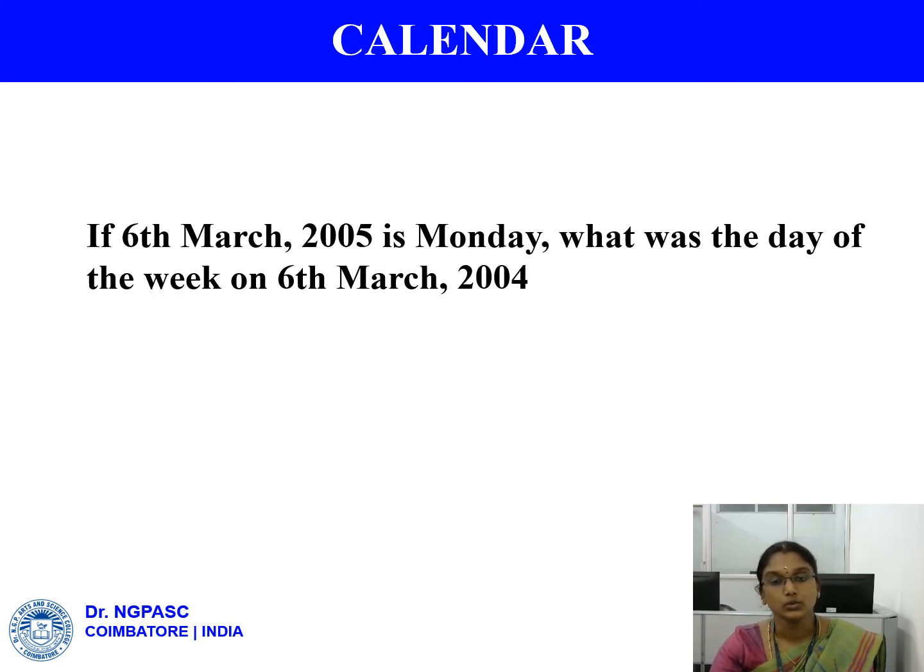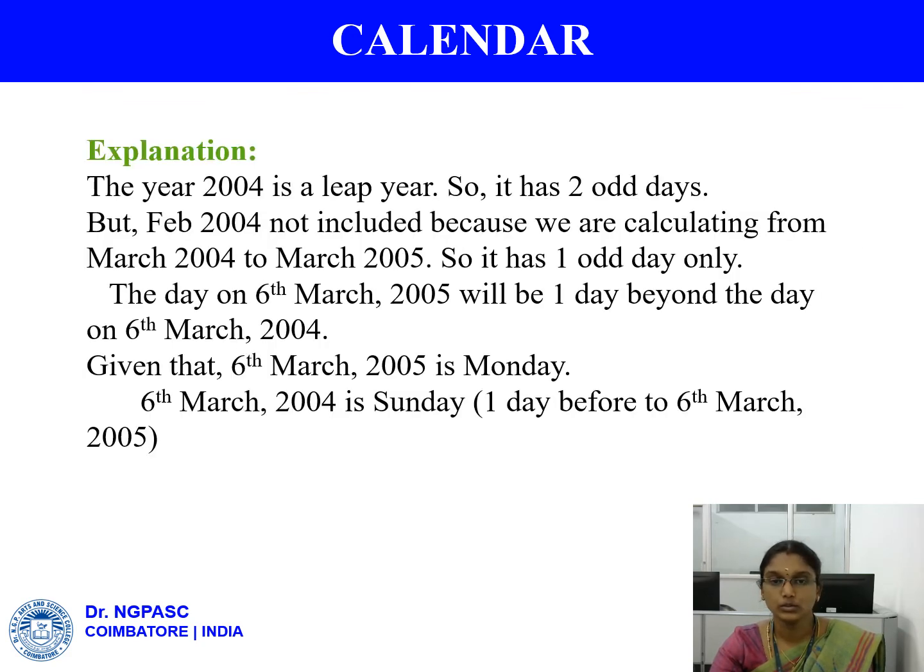Next, 6th March 2005 is Monday. What was the day of the week on 6th March 2004? Previous year. But 2004 is a leap year. So 2004 is a leap year. It has 2 odd days. So February 2004 is not included because we are calculating from March to March. So leave the February 2004. So March to March 2005 means only one February came, and it's under 2005, so that February has 28 days. So it will be one odd day. So 6th March 2005 is Monday, which means 6th March 2004 is Sunday.